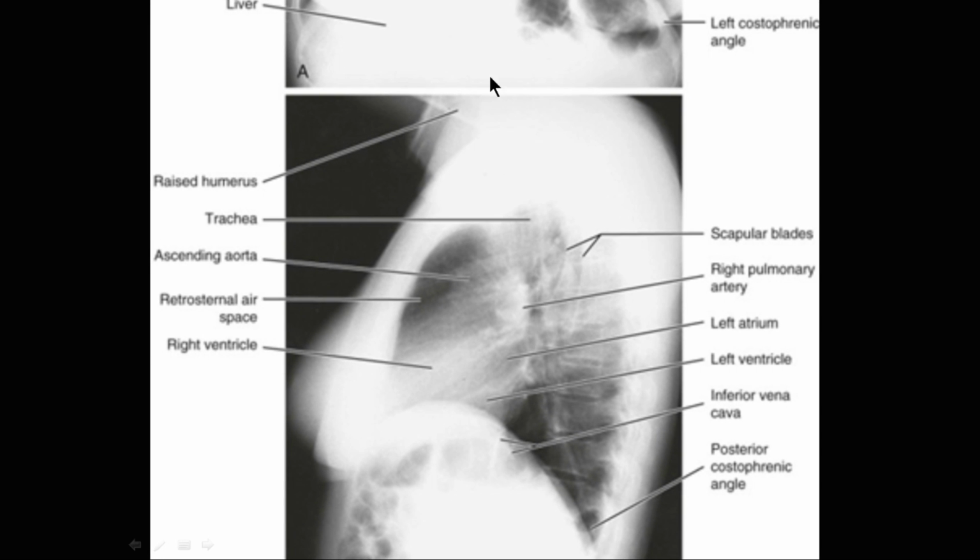Then this is a lateral chest x-ray. Starting from the top here, we have the patient's right arm raised above their head. That's their humerus. Midline here, you have the trachea. Then the vertebrae with the scapular blades, the ascending aorta. You have the heart here with the right and left ventricle. You have the diaphragm and the posterior costophrenic angle.